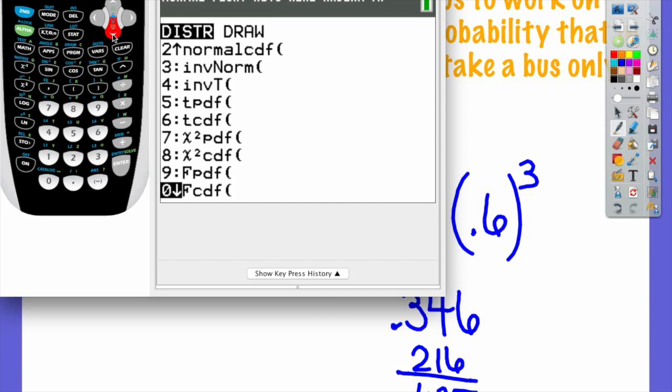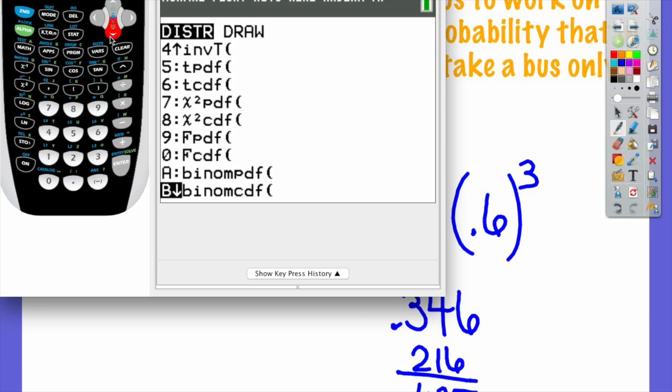If you scroll down to binomial, you have binomial PDF and binomial CDF. There is a difference between the two. If you want to find one individual thing, like the probability of taking the bus exactly twice, you'll use PDF. But if you were trying to find a range, like everything less than or equal to 3, like 0, 1, 2, 3, you would use CDF. Does everybody understand the difference? Okay. Since I'm looking for exactly twice, I'm only going to use PDF.